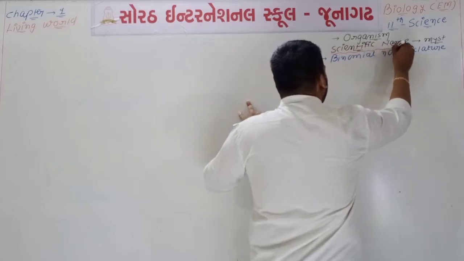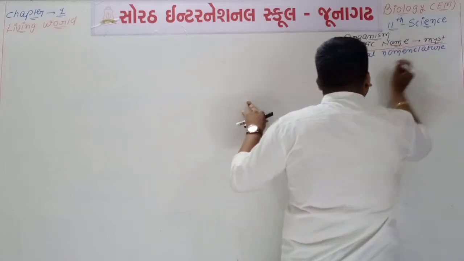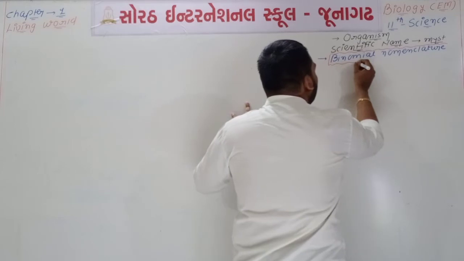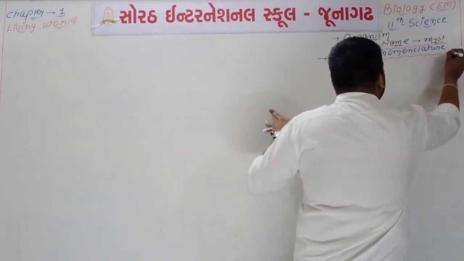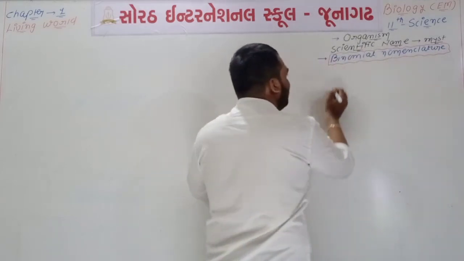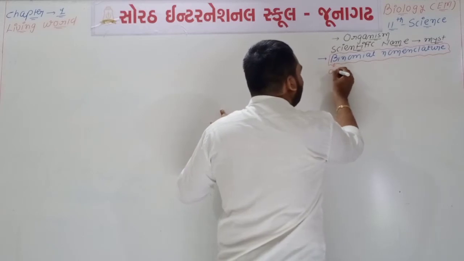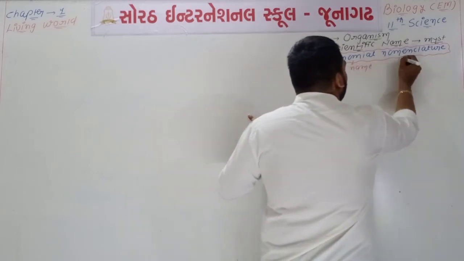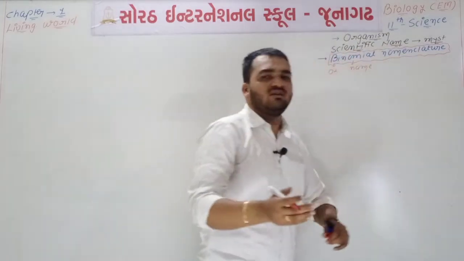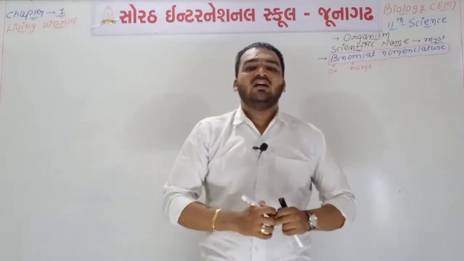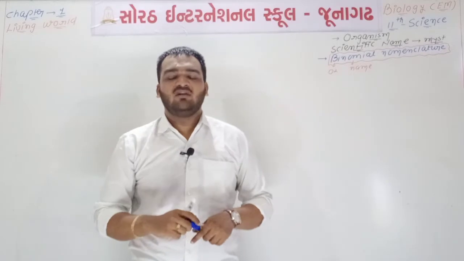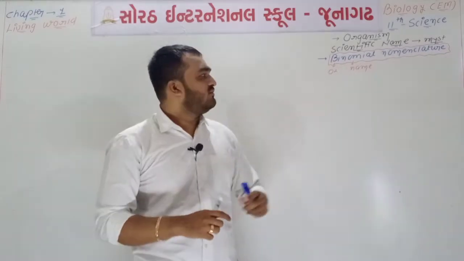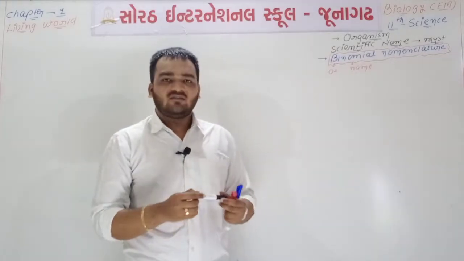What is the meaning of binomial nomenclature system? In this word, bi means two, nomial means name, and nomenclature is a process in which a name is given to a particular living organism. So that is the binomial nomenclature system.